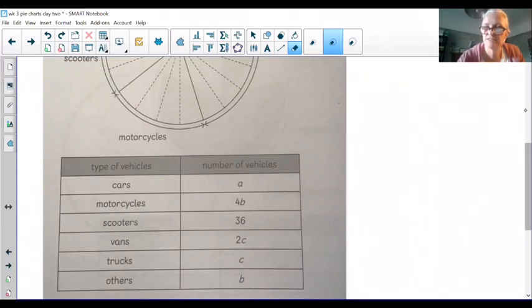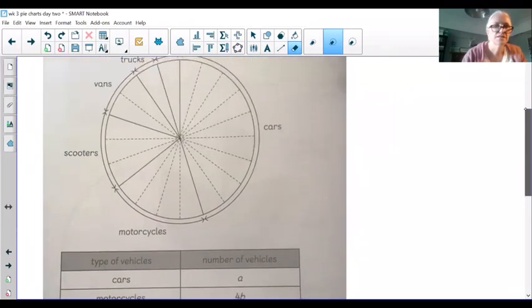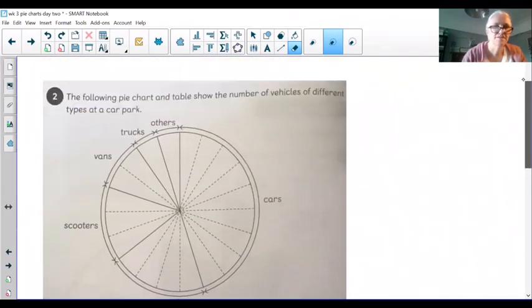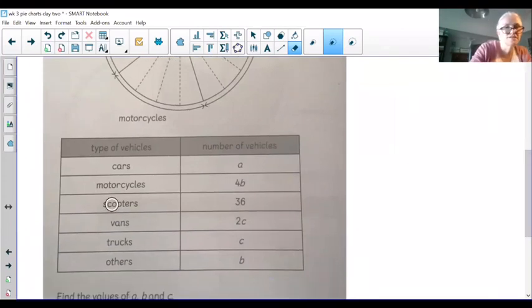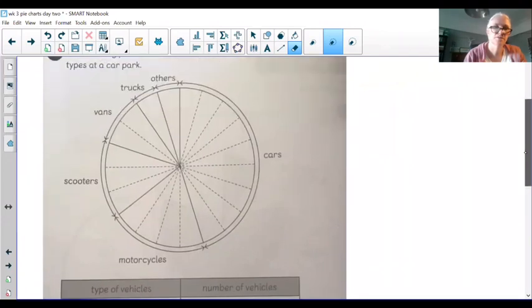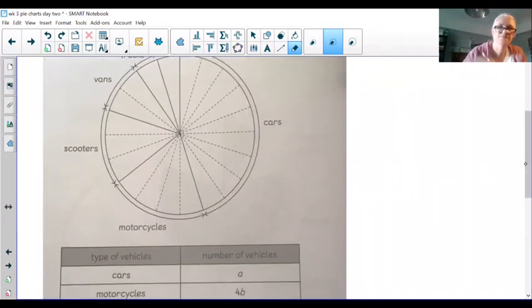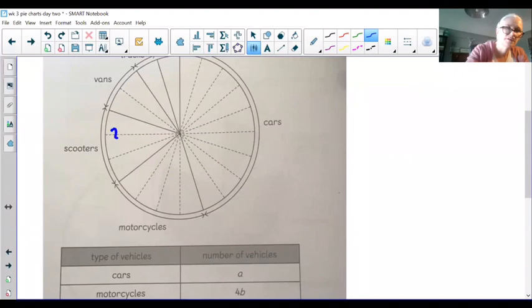We know that there are 20 segments. Oh, that side bar just doesn't like me. And do I know anything else? Yes, I do, because on here, I know that scooters is 36, okay? So pause the video, try and work out what all the others are. If scooters are 36, what are all the others?